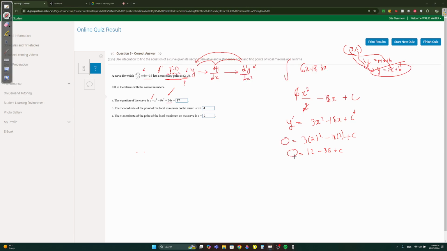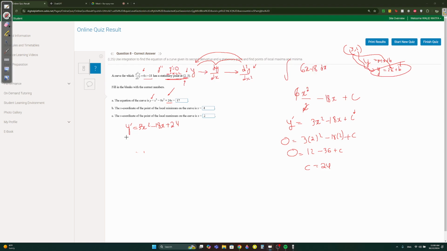This is 99% going to come tomorrow. 100%. I'm telling you, this is going to come tomorrow. Okay, so if you do this, you're going to get c equals 24. Very easy. So now you know that y prime is equal to 3x squared minus 18x plus 24.